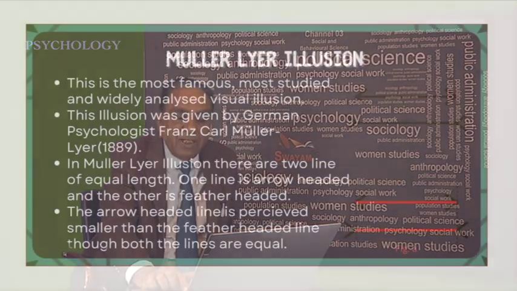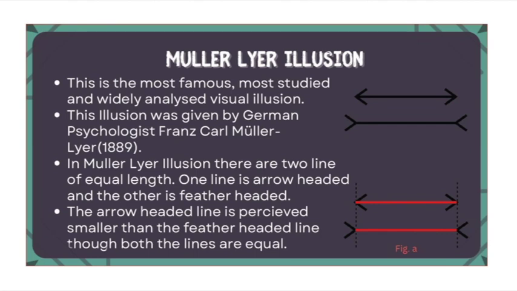And the important illusions are, first, the Muller-Lyer illusion, one of the very important and popular illusions. This is the most famous, most studied and widely analyzed visual illusion, because we are seeing it, it is visual. This illusion was given by a German psychologist, Franz Karl Muller-Lyer, in 1889. In the Muller-Lyer illusion, there are two lines of equal length. One line is arrow-headed and the other is feather-headed.